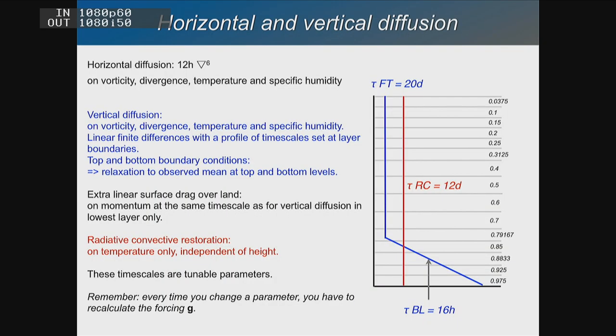And on momentum and temperature, there's also vertical diffusion, which is max in the low levels, with a time scale a bit less than a day, and then also present in the free troposphere, but much weaker. So that's about it, really. And there's a bit of extra drag over land, but that's about it for the physics in this model. It's just a bit of damping, right?